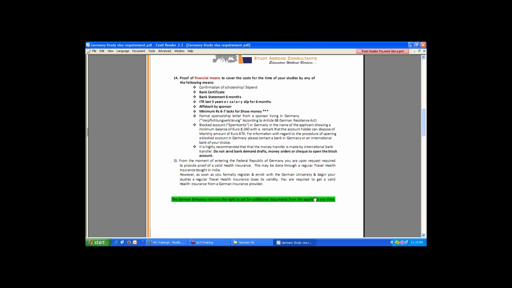Visa processing time for Germany is 45 working days to 90 working days. It depends upon the embassy. Minimum is 45 working days. Maximum depends upon the German embassy. As I confirmed to you all before as well, in case of additional document requirement, processing time will start once again. So the visa department will make sure that at the time of document submission, every document is there.